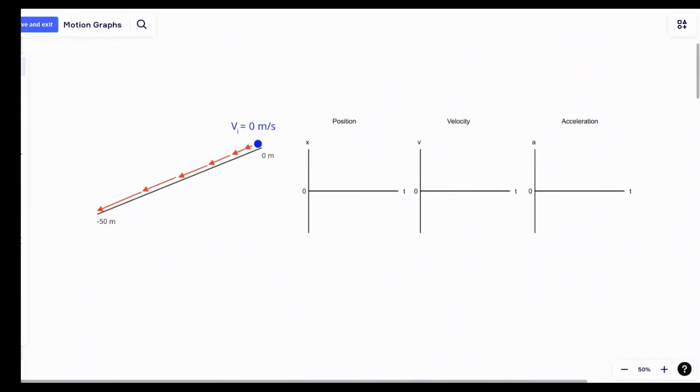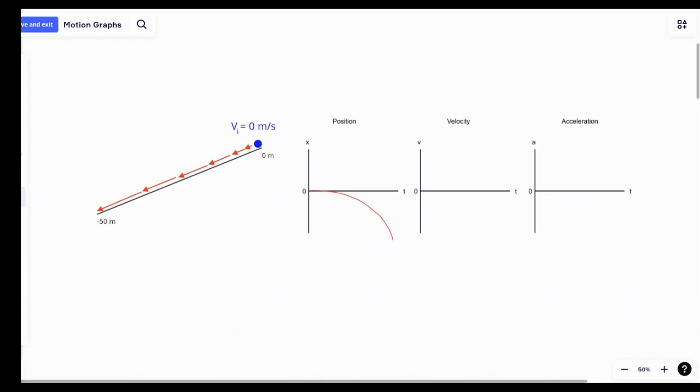Now, let's do the same thing, but for the ball going down a ramp, and it's going from 0 to negative 50. So now in this particular case, because it starts at 0 and it's going in the negative direction, but it's gaining speed, our graph for the position time would look like this.